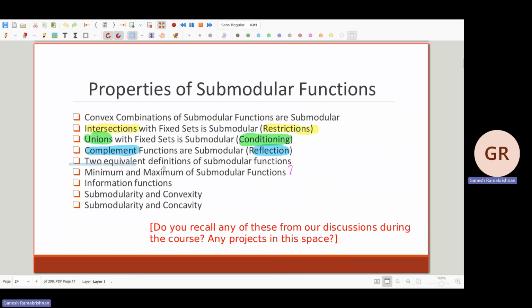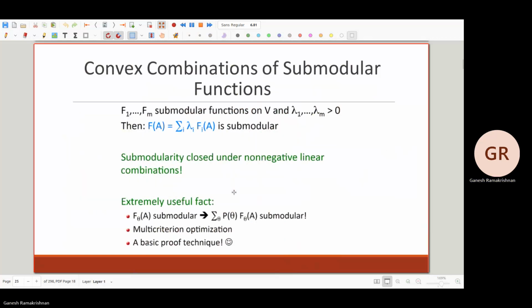And there are actually two equivalent definitions of submodular functions. One we already gave, diminishing returns. The other is in terms of intersection union. I don't know if we'll have time to do that. And then I gave a hint, minimum and maximum submodular functions. For maximum, you can have greedy algorithms which are efficient, and for minimum, there are polynomial time algorithms. Then you can derive information functions out of these. If you look at the lectures from last year, where we didn't have course project presentations, I spent a lot of time on information functions and so on.